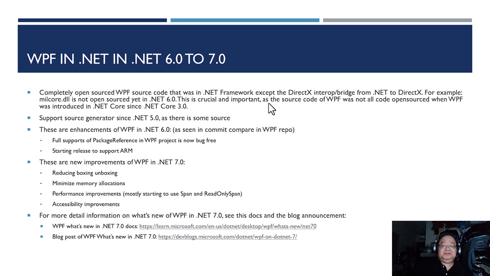As I mentioned before, we have source generator in WPF. Okay, now we are going to discuss what's new in WPF in .NET 6.0. Unfortunately, they are not having specific documentation for that, I'm afraid. And the two items that I found here are from looking directly at the commit history compared to those versions, of course.